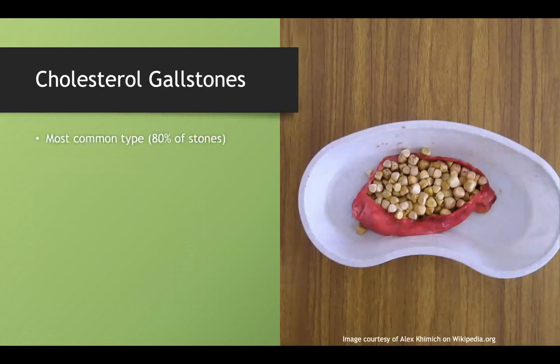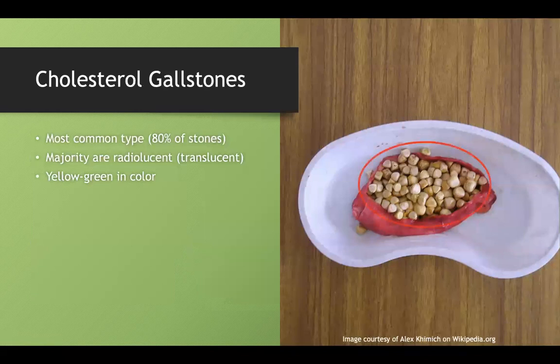So cholesterol gallstones, 80% of your gallstones are cholesterol stones. You could see a bunch of gallstones there. Most of them are radiolucent, which means if you take an X-ray, they're going to be translucent. You're not going to be able to see anything, which is why we do ultrasounds. They're yellow green in color. And here's, like I said, dozens of cholesterol gallstones.